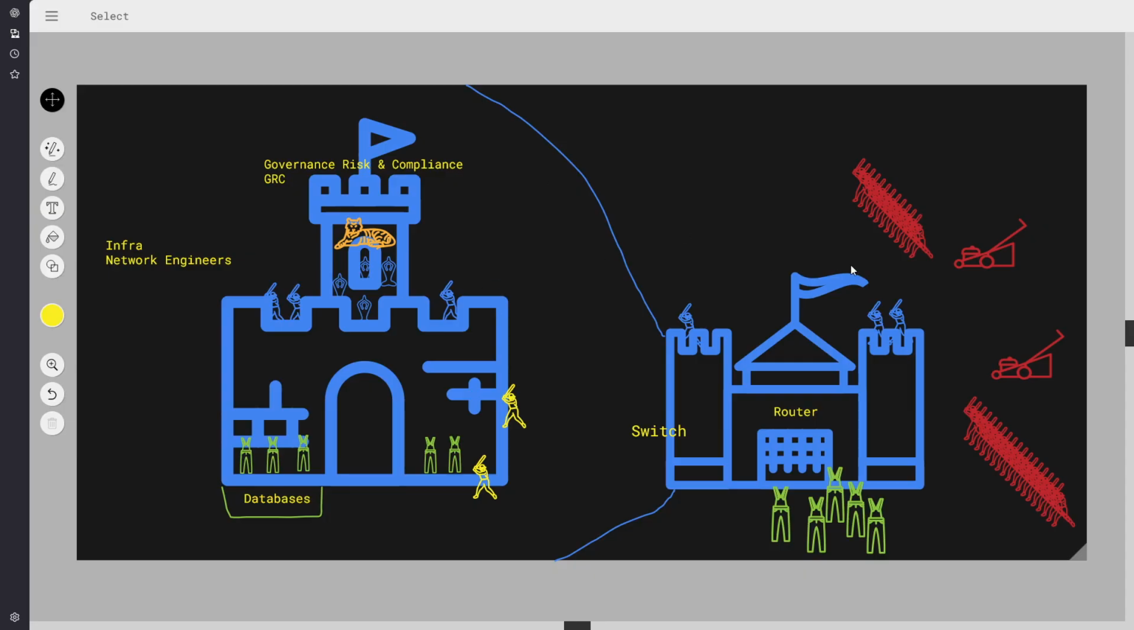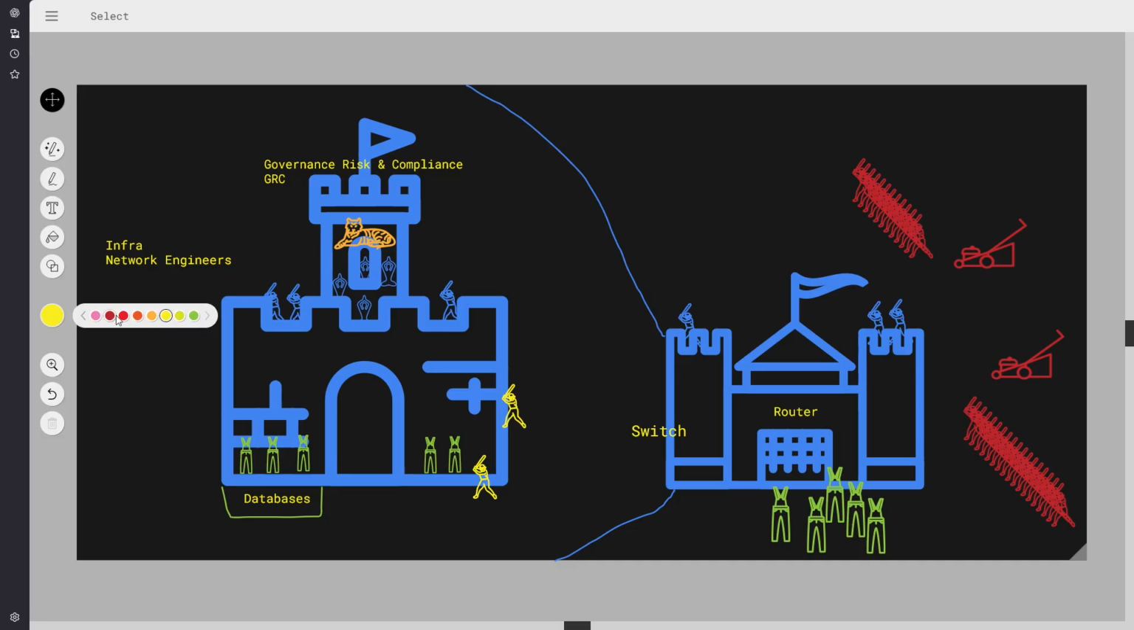So now we've got an idea of what the infrastructure looks like. We've got the threat actors, we've got the edge of the network, and then you've got the actual infrastructure inside. And you can have many things in here. So you have your governance, risk and compliance. These are the people who will be collecting various bits of information.